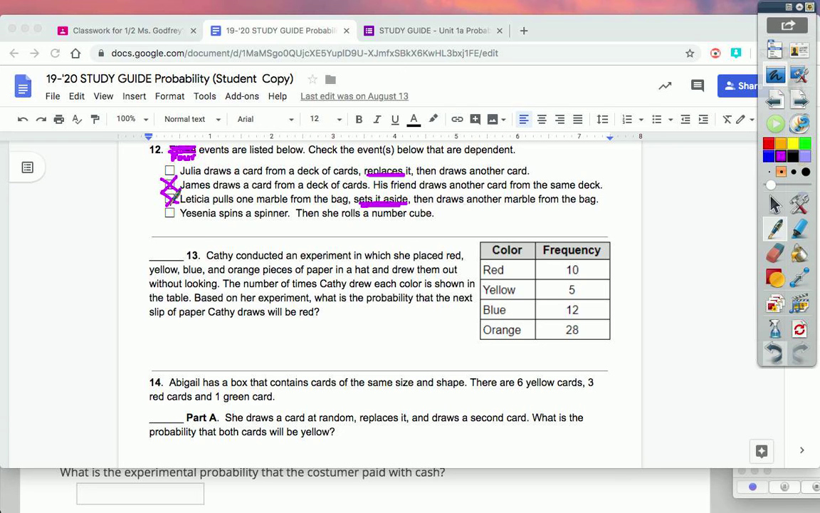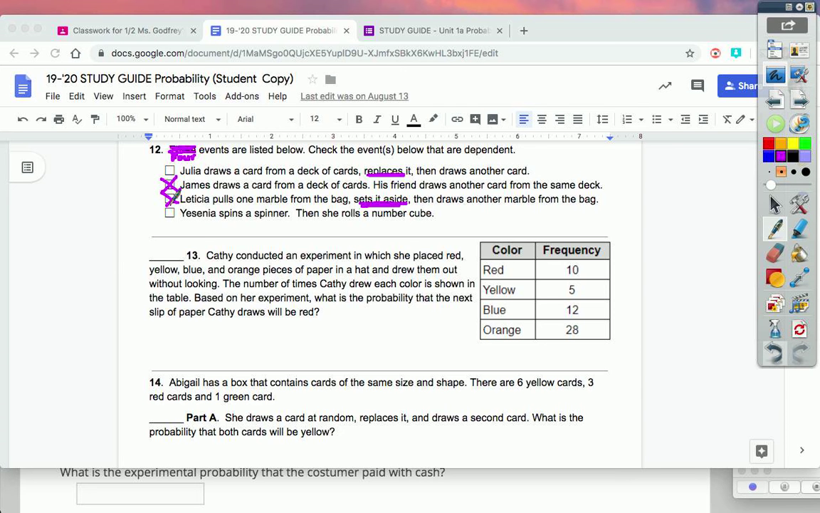Okay, moving on to the next one. Kathy conducts an experiment in which she placed red, yellow, blue, and orange pieces of paper in a hat and drew them out without looking. The number of times Kathy drew each color is shown in the table. Based on her experiment, what is the probability that the next slip of paper Kathy draws will be red?